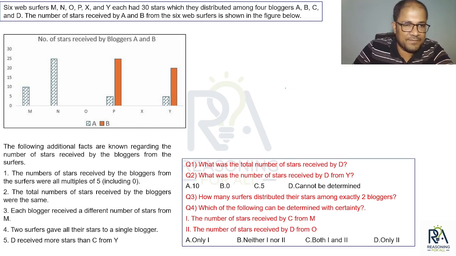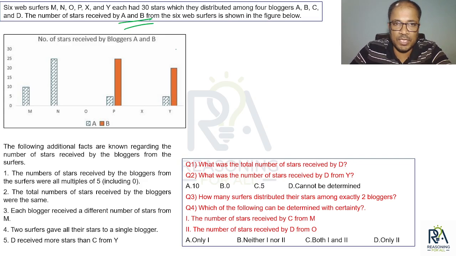Okay, let's see what we have. 6 web surfers M, N, O, P, X and Y each had 30 stars, which they distributed among 4 bloggers A, B, C and D. The number of stars received by A and B from the 6 web surfers is shown in the figure below. So this figure gives you how many stars A and B are going to receive from the surfers M, N, O, P, X and Y.